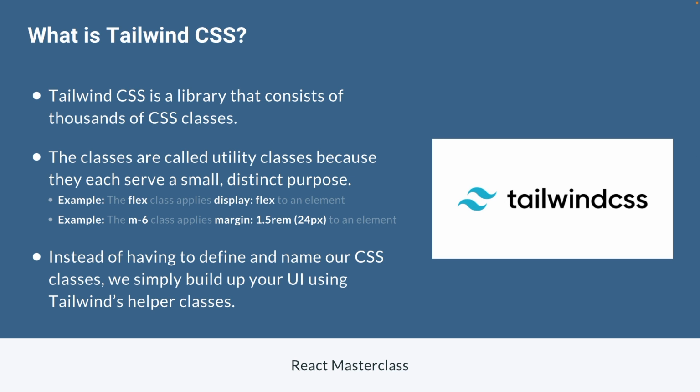So instead of having to define and name our own CSS classes and aggregate a whole bunch of styles together, what we do in Tailwind CSS is we just start with regular HTML or JSX, and then we build up our UI by adding a whole bunch of Tailwind helper classes as our classes for a given element. So when we're using Tailwind, we're not actually writing that much CSS. We're basically just adding a whole bunch of CSS classes to our existing elements.